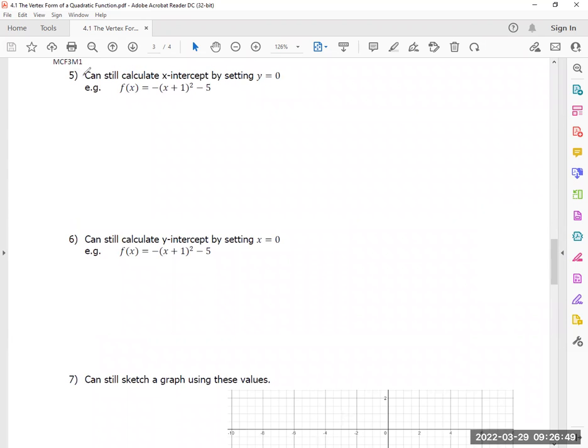So again, you can still calculate the x-intercept if you set the y value to 0. So if the entire function is equal to 0, solve for x. We're going to have to do some isolation.